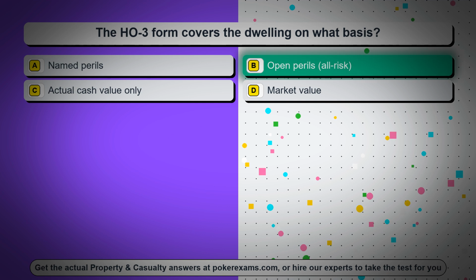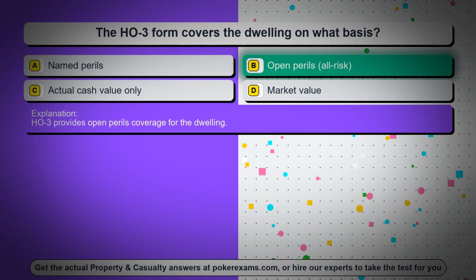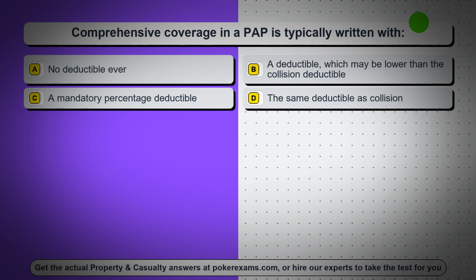The correct answer is option B, open perils, all risk. HO3 provides open perils coverage for the dwelling. Question 68. Comprehensive coverage in a PAP is typically written with option A, no deductible ever.